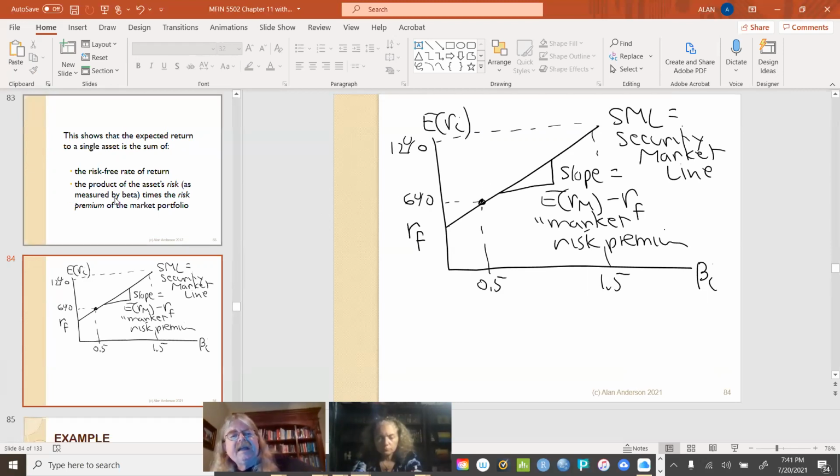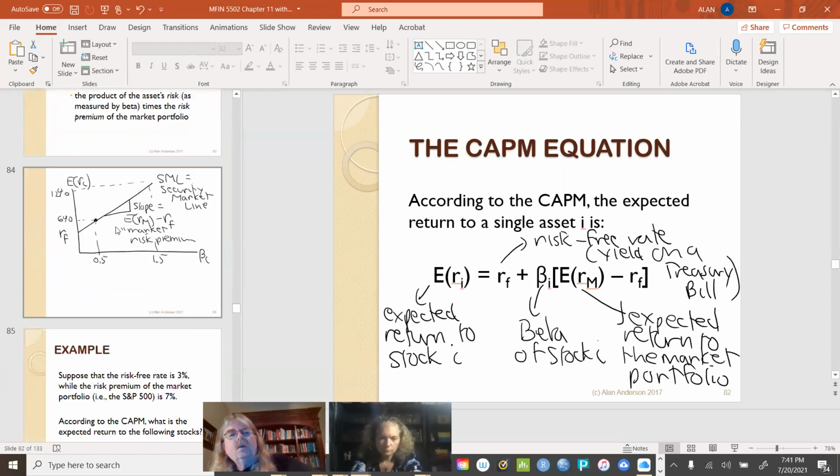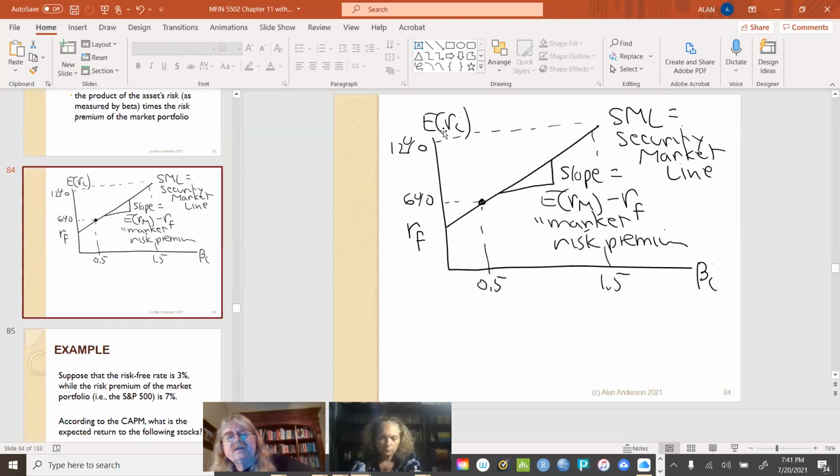So that's what the implications are of this model. This is just a straight line. It's the equation of a straight line where the vertical axis is the expected return and the horizontal axis is the beta. And so this is the return to your stock. This is the risk.